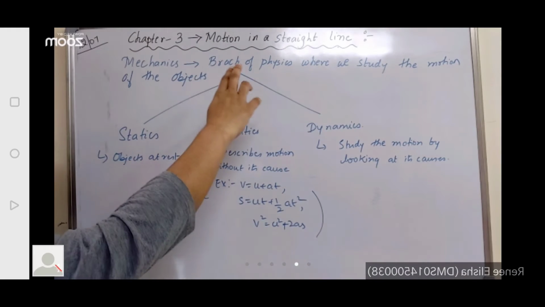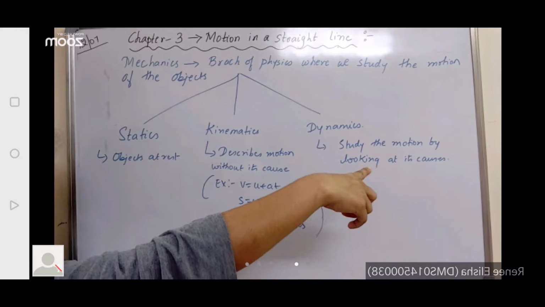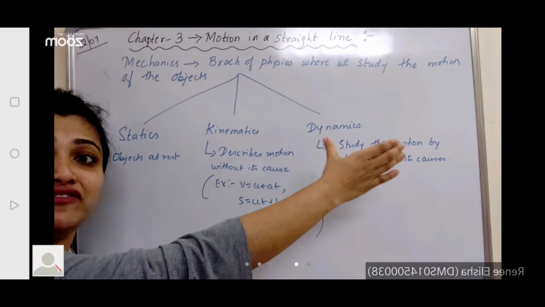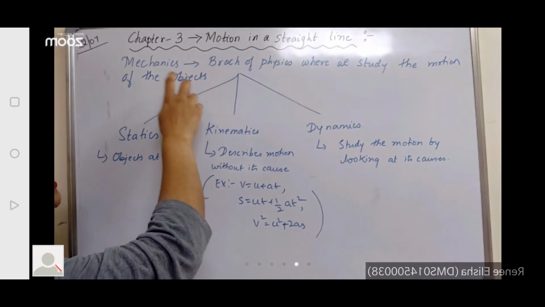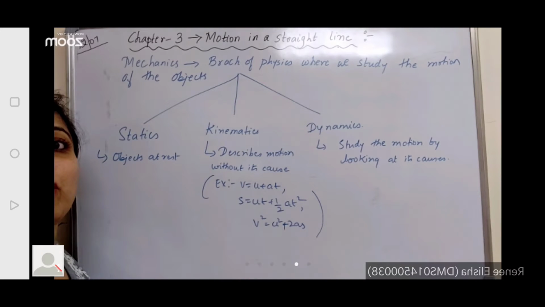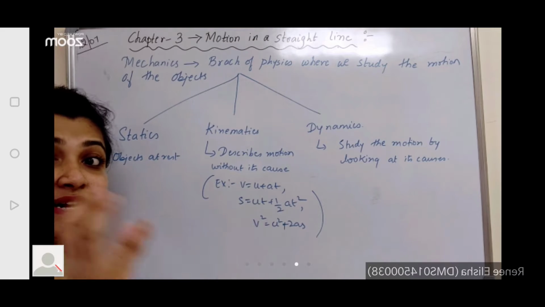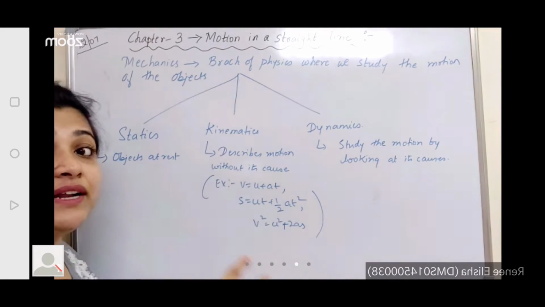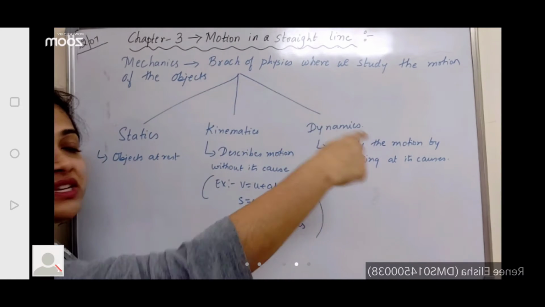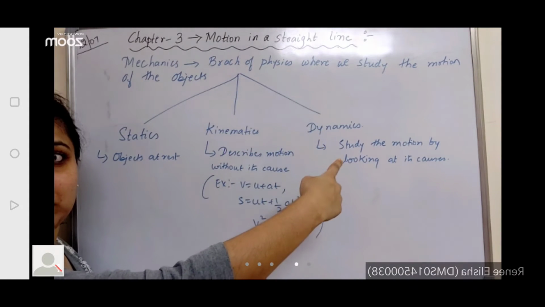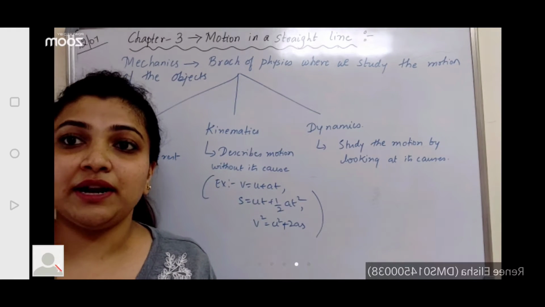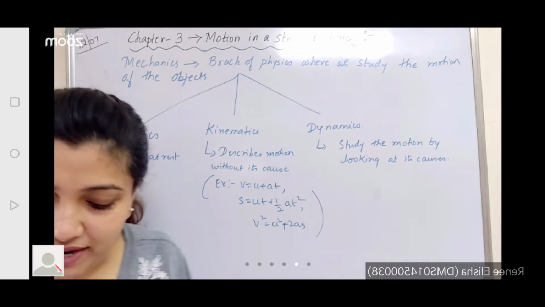Mechanics is divided into three major categories. First category is called statics. Then we have kinematics, and then we have dynamics. So, what is mechanics? A branch of physics that deals entirely with motion. We study the motion of objects, and that study comes under the major branch in physics called mechanics. Mechanics has three branches: statics, kinematics, and dynamics. So what do you mean by statics, children? Statics is nothing but the study of objects which are at rest.